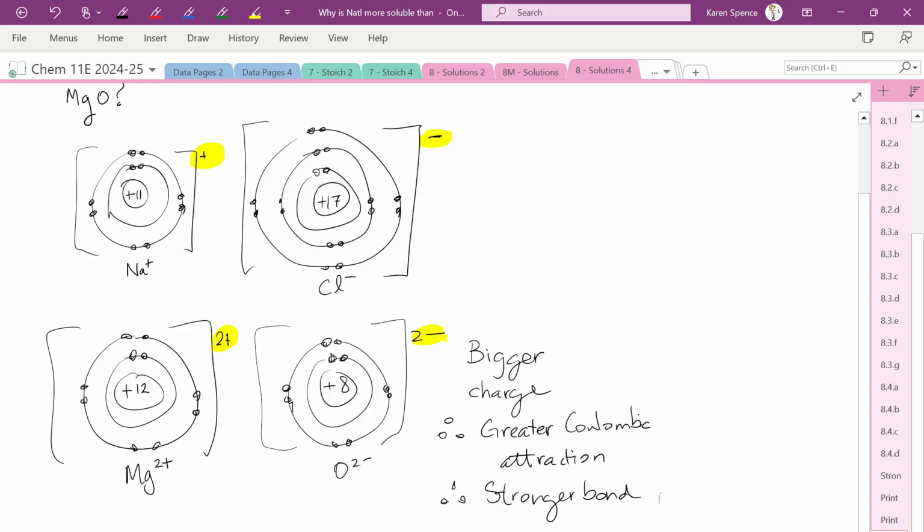It doesn't help that I've done a terrible job at drawing my circles, but yes? The oxygen is smaller, yeah, than the chlorine. So what does that mean about the distance between the positive charge and the negative charge? The magnesium can get closer to the oxygen's negative nucleus than sodium can get close to the chloride's nucleus.